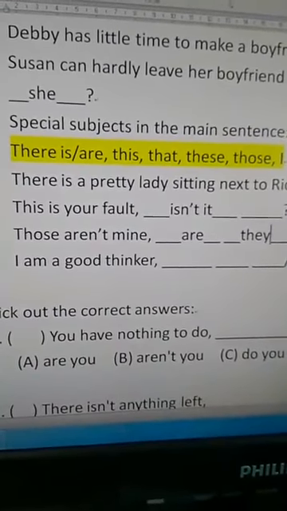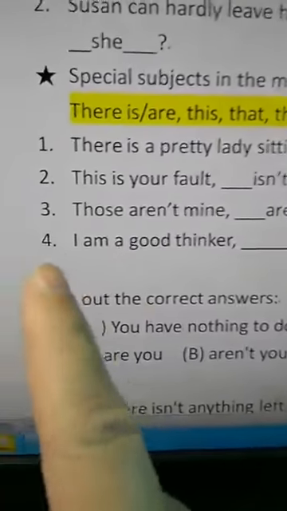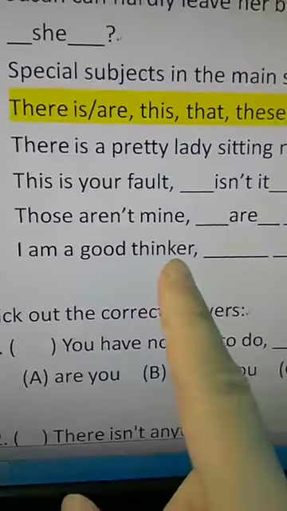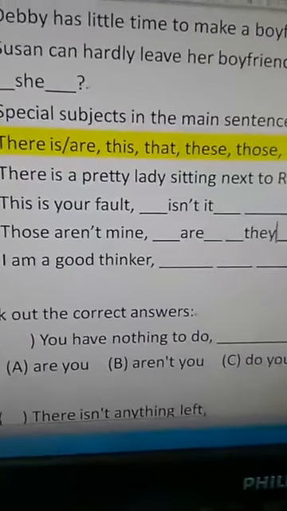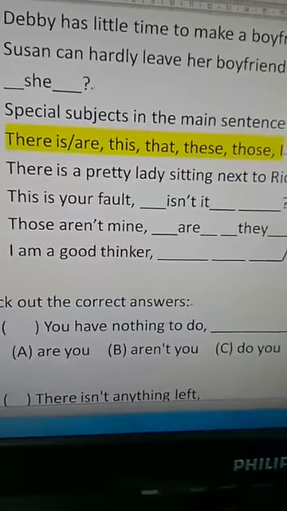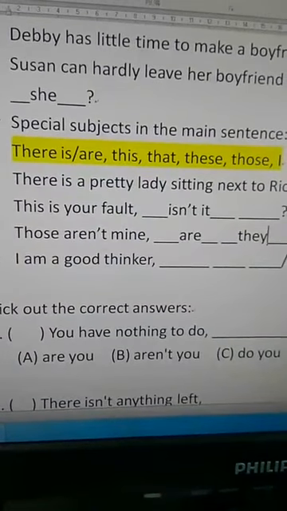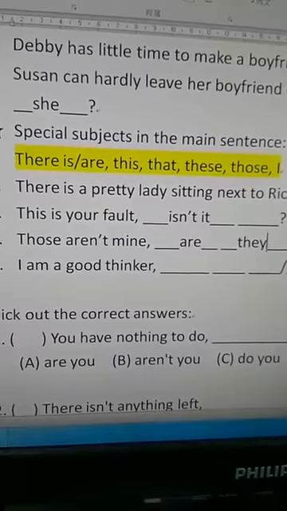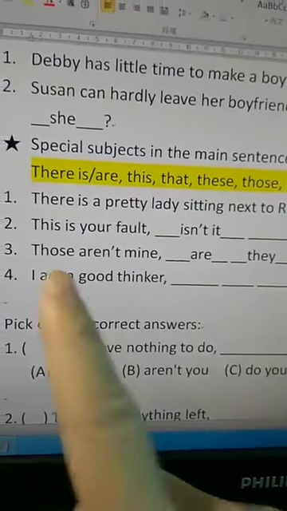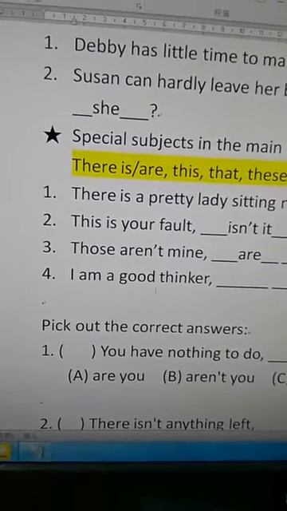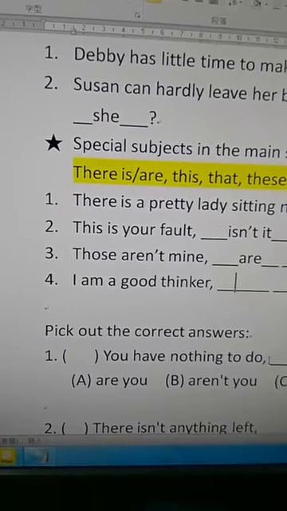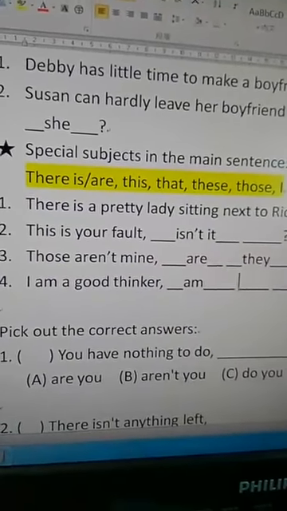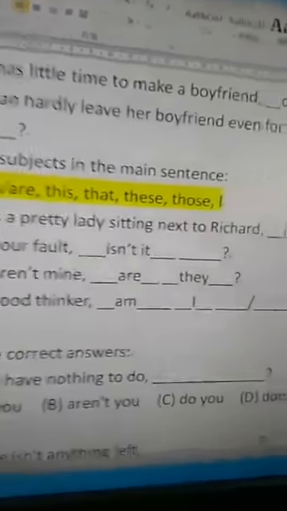Okay, so the next one is very important. Number 4 is very important. I am a good thinker. So how do you form a tag question here? This kind of sentence pattern is very important. Let me tell you the answer. We have 2 kinds of answer for the subject I. Let me tell you, that is, am I not? Am I not?